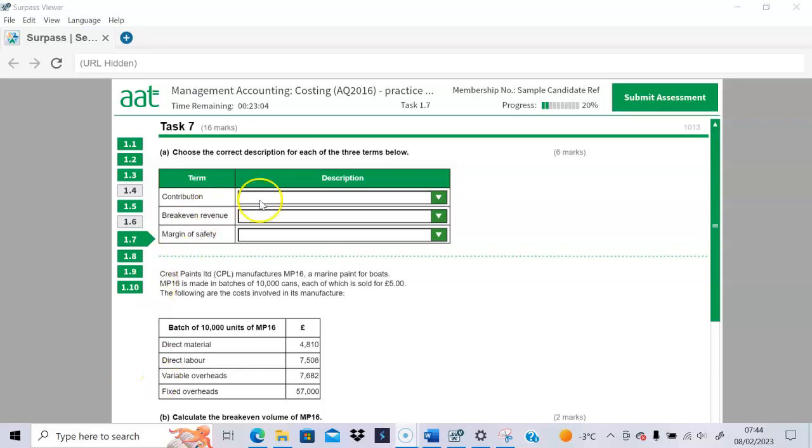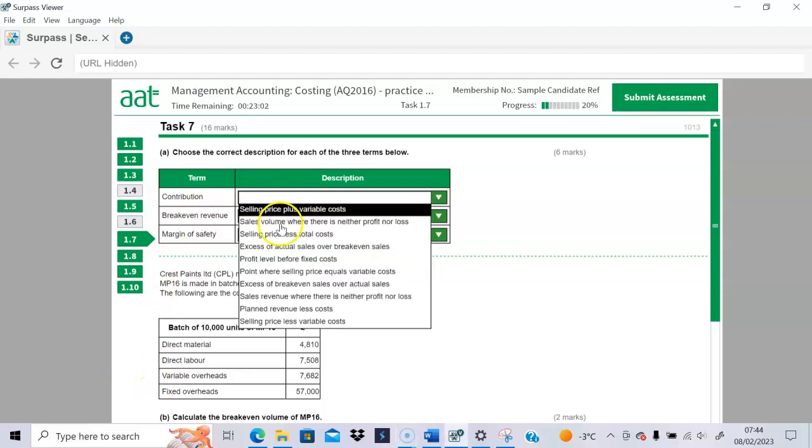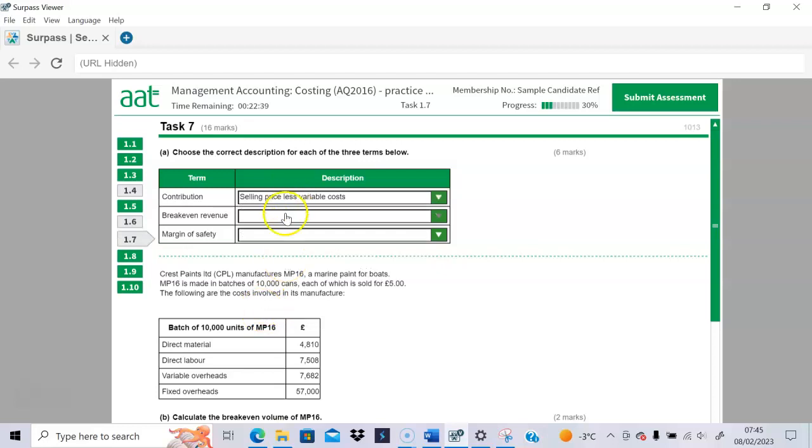Right, task 7. So let's start at the beginning, contribution. And we know that contribution is, if you like, selling price less variable costs, right? So it's purely based on, we exclude everything to do with the fixed when we're trying to understand what the contribution is. In fact, contribution means what you're receiving that's contributing towards paying off your fixed costs. So it has to be everything before a consideration of fixed costs.